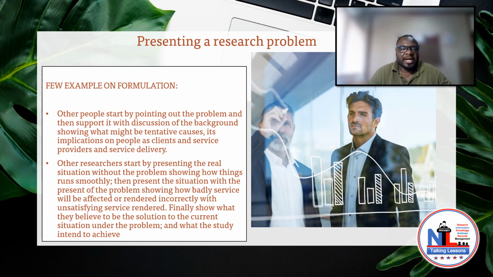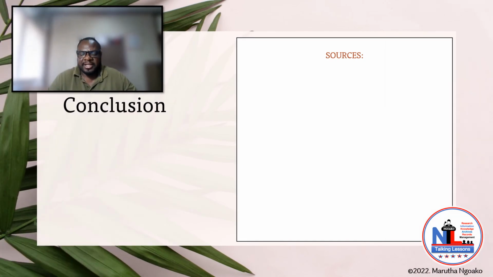And the other example is that one in which other researchers start by presenting the real situation without the problem, showing how things run smoothly, and then present the situation with the presence of the problem, showing how badly service will be or is affected or rendered incorrectly with unsatisfying service. Finally, they show what they believe to be the solution to the current situation and what the study intends to achieve. So how does this study attempt to bring the solution to the problem going forward? These are the two examples I have.